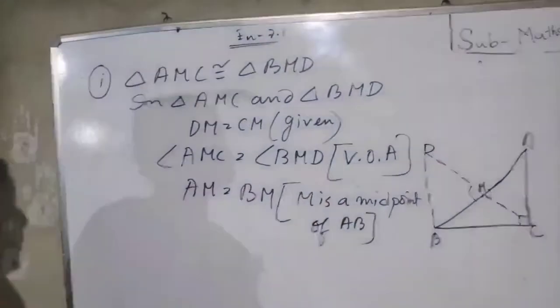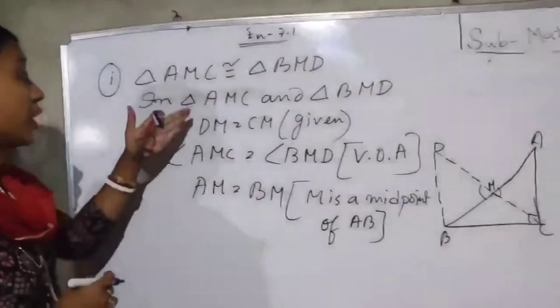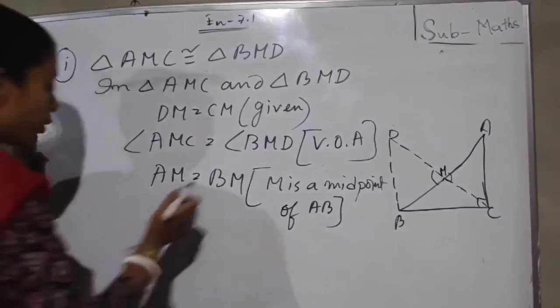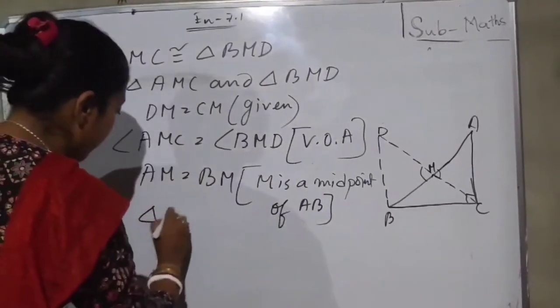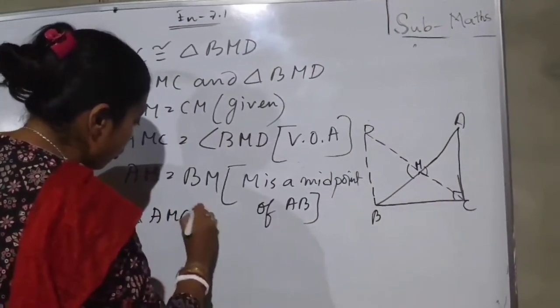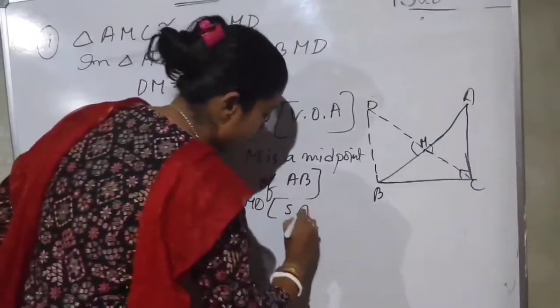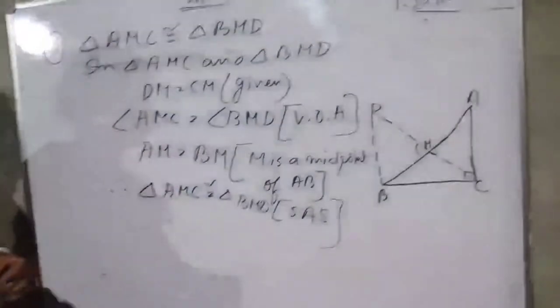So we have got three things, and we have what criteria it will fulfill. Triangle AMC will be congruent to triangle BMD under the SAS rule. So you will write therefore triangle AMC congruent triangle BMD by SAS. Okay.